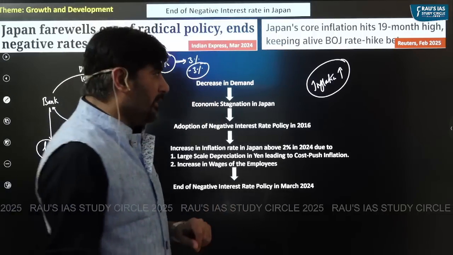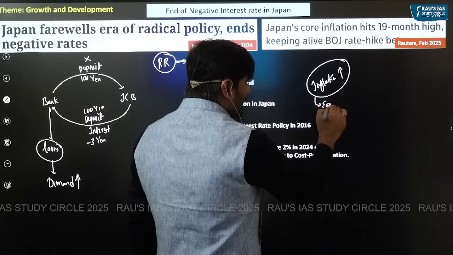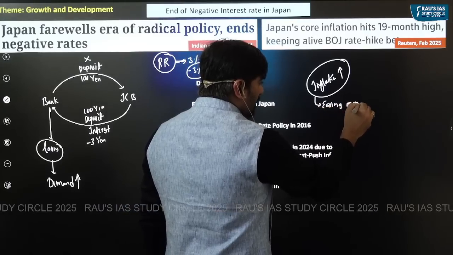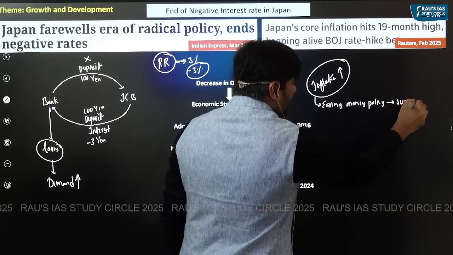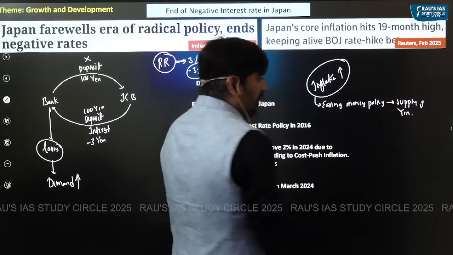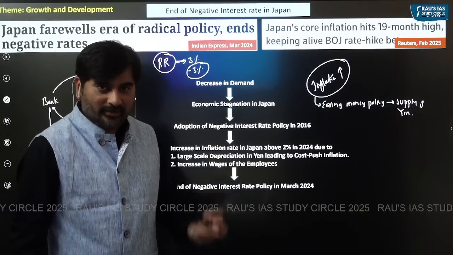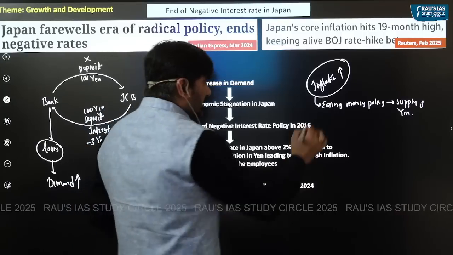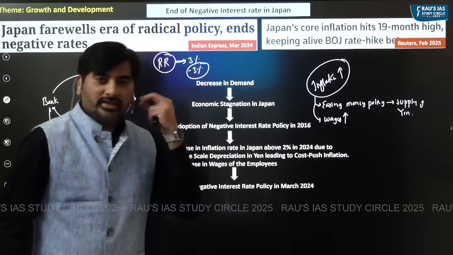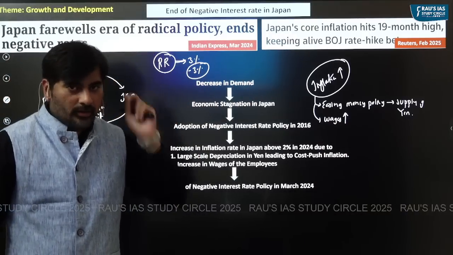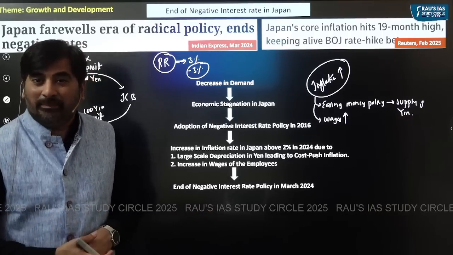Reason number one, over a period of time, because of the easy money policy followed by the Japanese central bank, the supply of yen has increased. If the supply of yen increases, obviously there is more money with the people, and demand may increase. That is reason number one. Reason number two, Japanese companies have been paying more wages to Japanese employees. More wages means more disposable income. More disposable income means more demand.